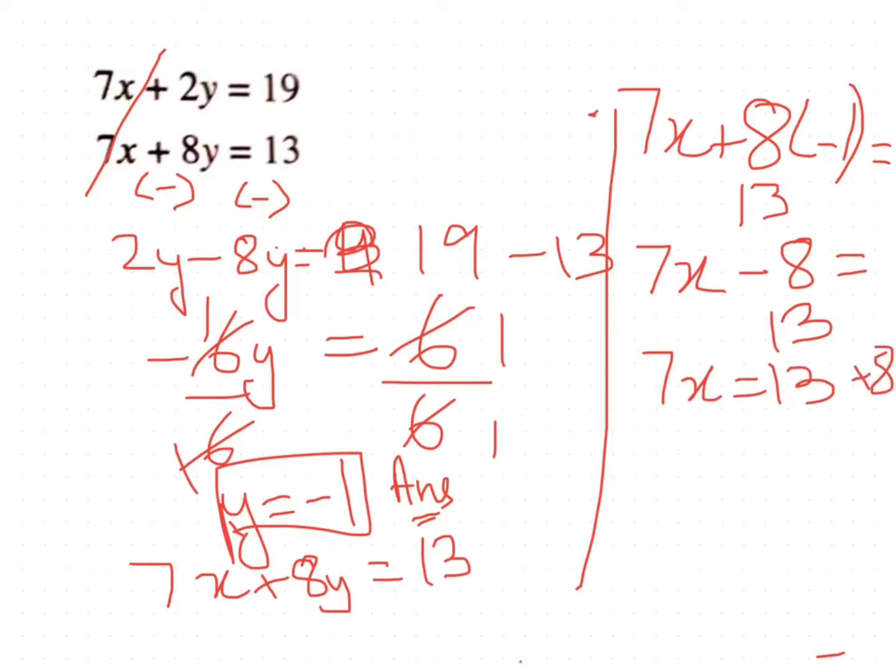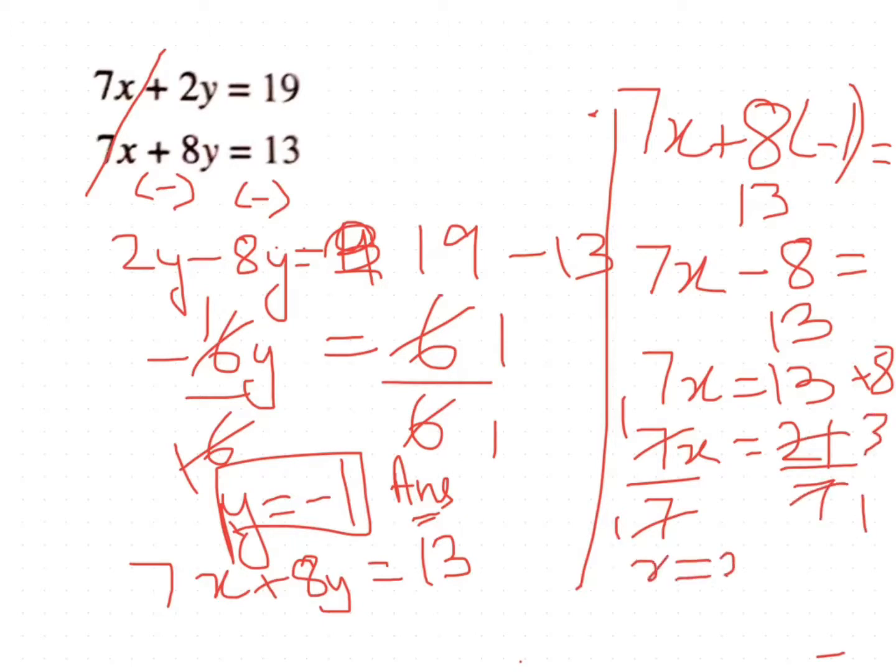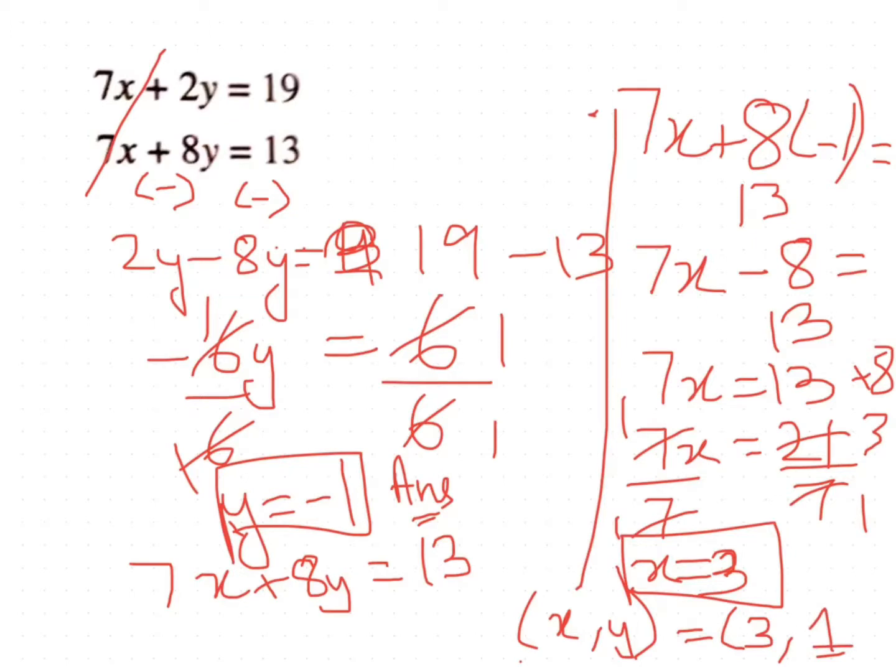So it is moving to that side, so the sign of 8 will change. It will become plus. Now we have to add 13 and 8. So it will become 21. Then 7x equals 21. Let's simplify it. So the answer would be x equals 3. So this is the answer, and how will we write it? Bracket x comma y bracket equals bracket 3 comma minus 1 bracket. So we have solved this equation.